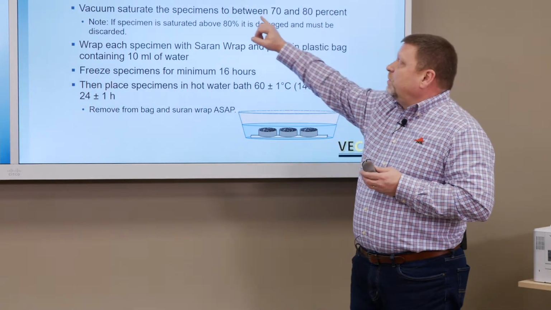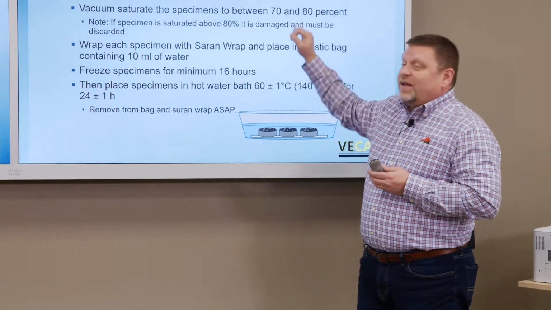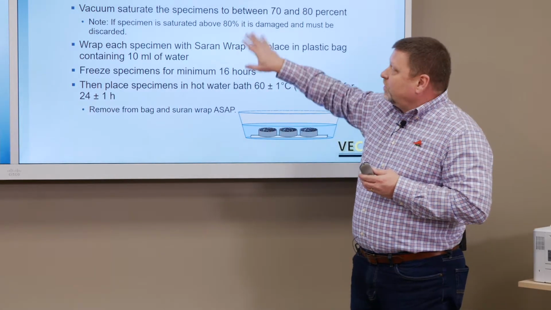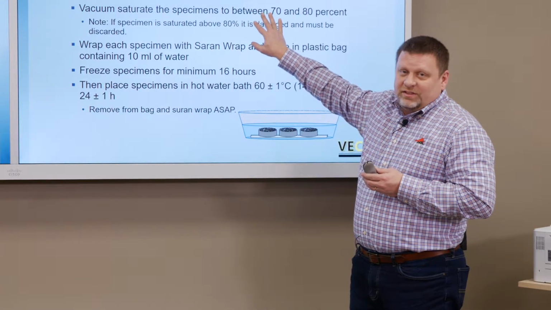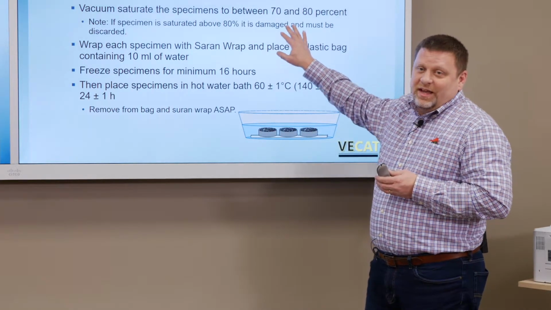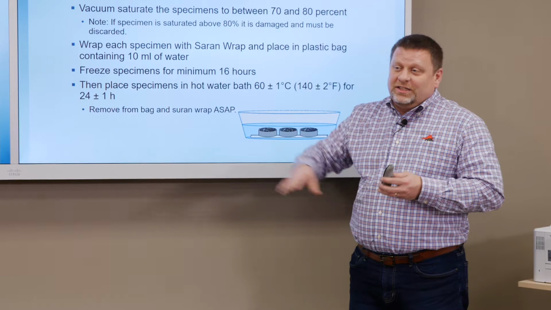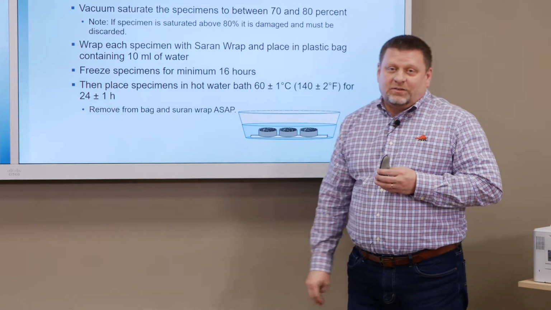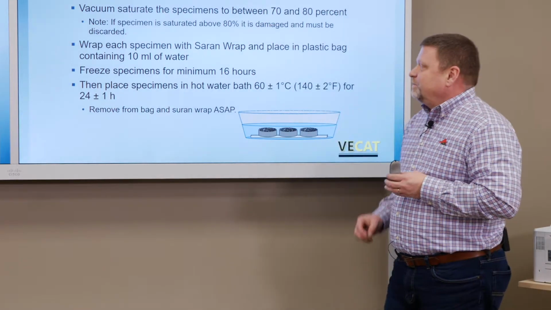This range used to be much larger. It used to be between 55 and 80, and it was funny. If you were a producer, all your samples were between 55 and 65, but if you were with the state, all your samples were between 70 and 80. So now the specification's been changed. Everybody wants to do it the same. All saturation needs to be between 70 and 80%.